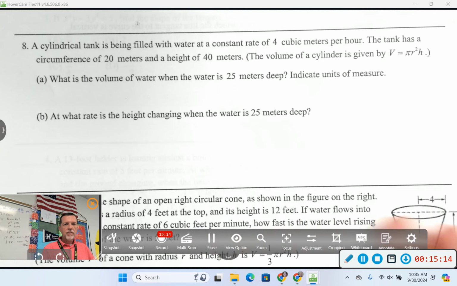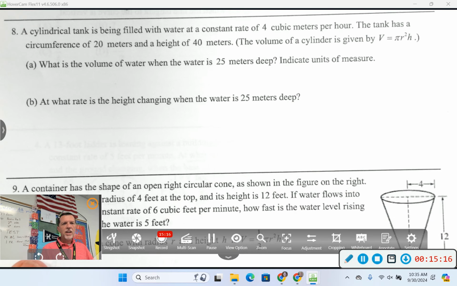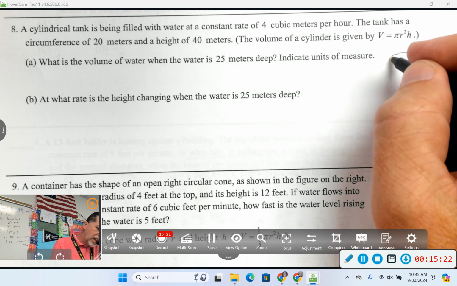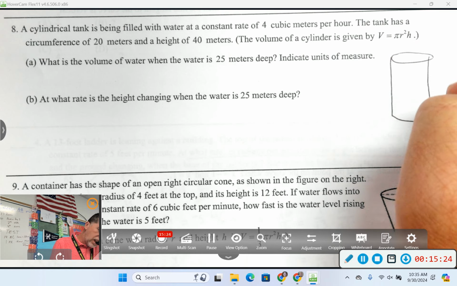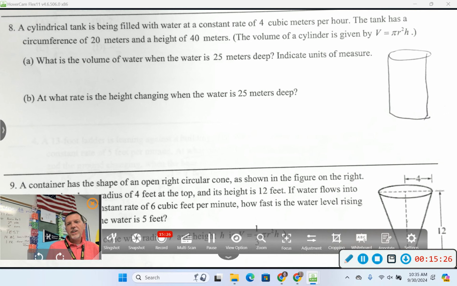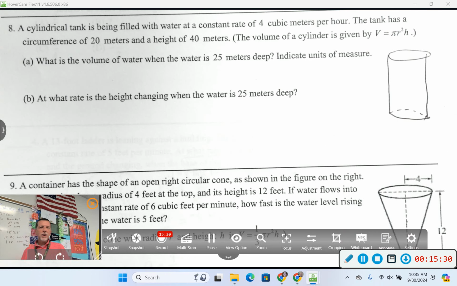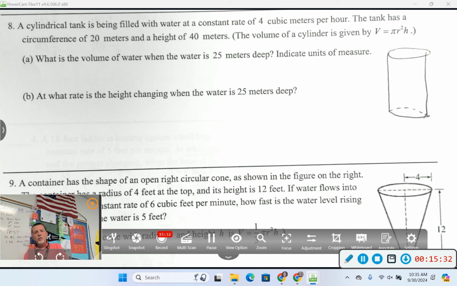Number 8. A cylindrical tank. Okay, it's not a conical tank. That's number 9. A cylindrical tank, which, well, that's kind of ugly, but we like cylinders better than cones because why do we like cylinders better than cones? Especially from a calculus perspective.